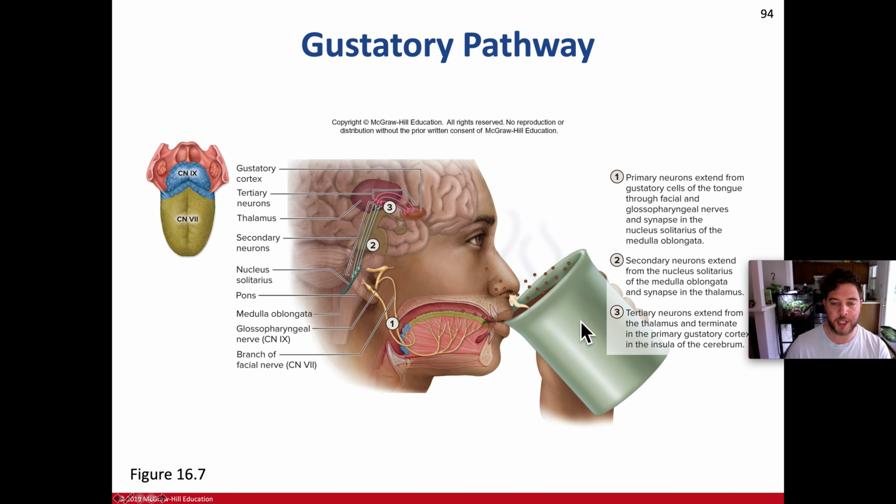Right, and this is just showing that gustatory pathway. Starting with these odorant molecules going on their olfactory pathway, but then you can see these neurons in the medullary part of the tongue going up through the medulla, the thalamus, and to the gustatory cortex.